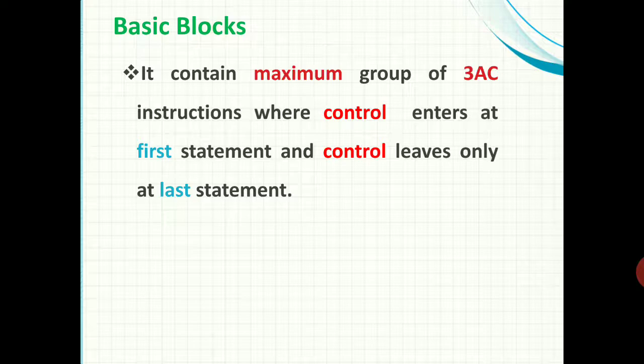It contains a maximal group of 3 address code instructions where control enters at the first statement and control leaves only at the last statement. It is a set of code, a maximal group of 3 address instructions, where control enters into the first statement and leaves from the last statement. In between, there is no entry or exit for that particular set of code. Then we can say that the set of 3 address code is a basic block.